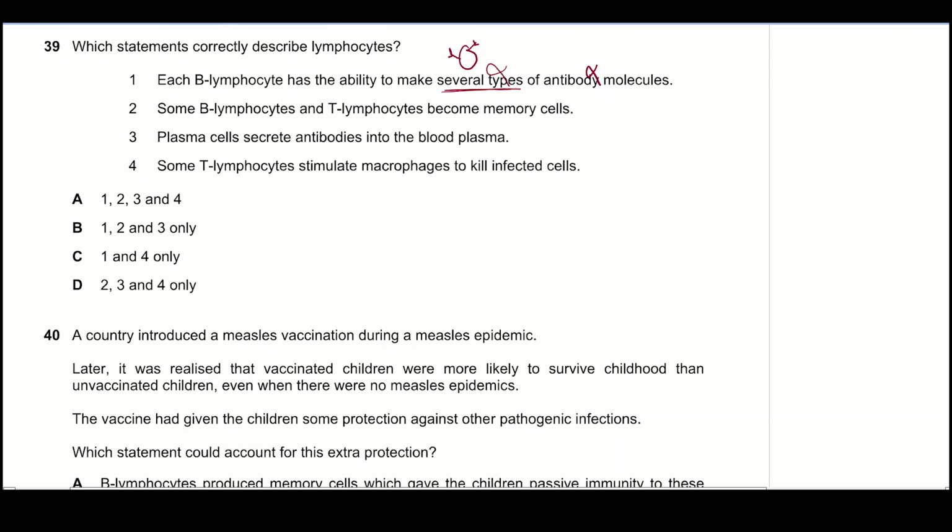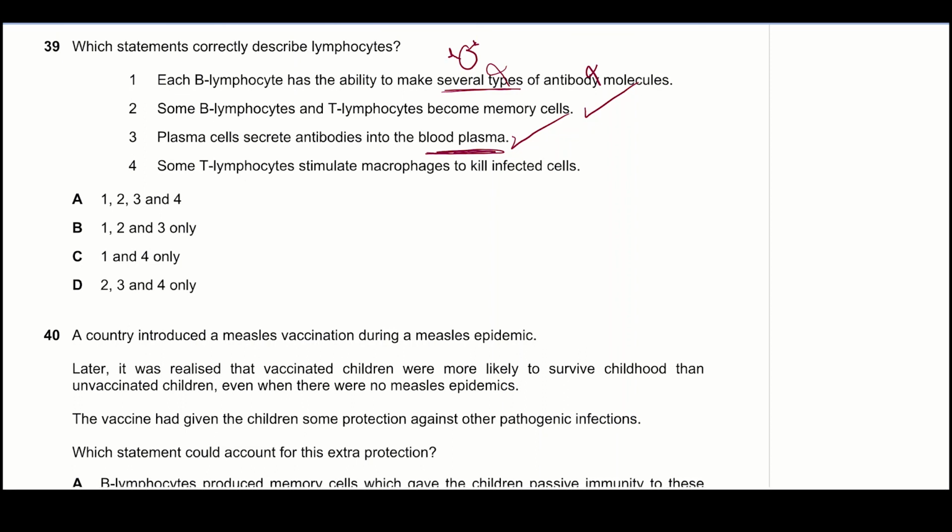2. Some B lymphocytes and T lymphocytes become memory cells. In this case, this is correct. When clonal expansion and selection, or the primary immune response happens, then memory cells are formed. If the pathogen is encountered again, the person does not get ill. 3. Plasma cells secrete antibodies into the blood plasma. This is correct. Plasma cells is what secretes antibodies when the clonal expansion of B lymphocytes takes place.